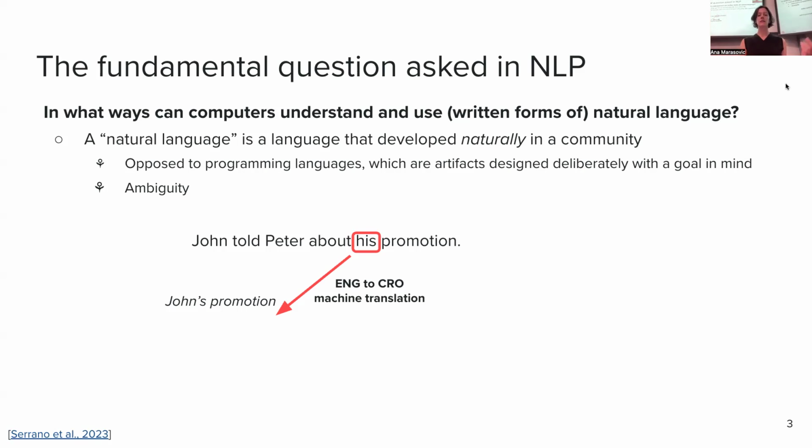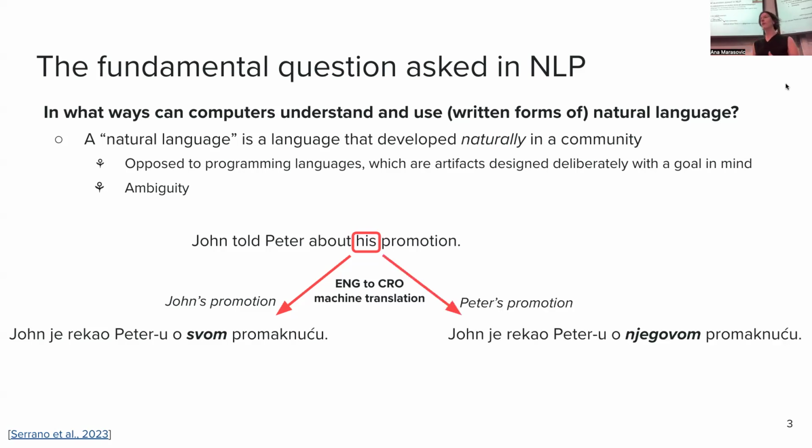So if his is referring to John's promotion, then the translation would be John je rekao Petru o svom promaknuću. Whereas if the his referred to Peter, then the sentence would be slightly different. The way we would translate his would be different, and we would say, John je rekao Petru o njegovom promaknuću. So the program here needs to understand which is more likely out of these two.